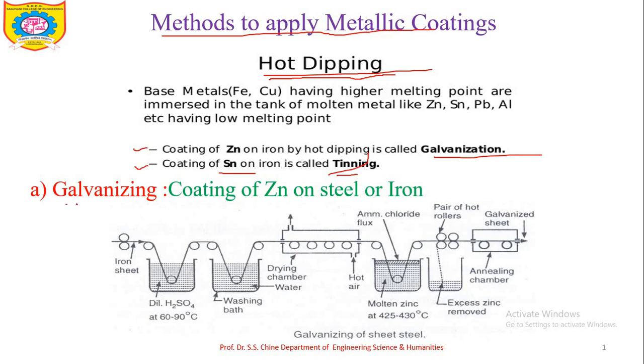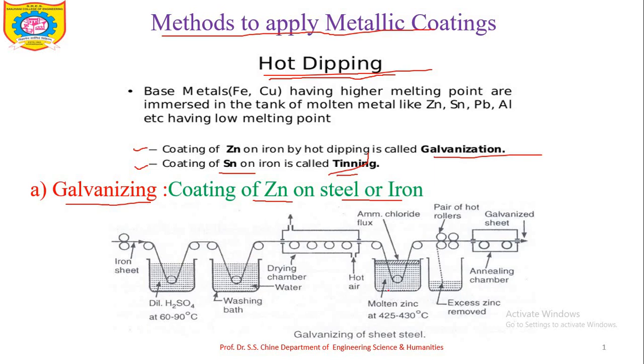Now let us see galvanizing. Galvanizing simply means giving a coating of zinc on steel or iron. So how do we give this coating? The method to apply this zinc coating on steel, you can look at this diagram.